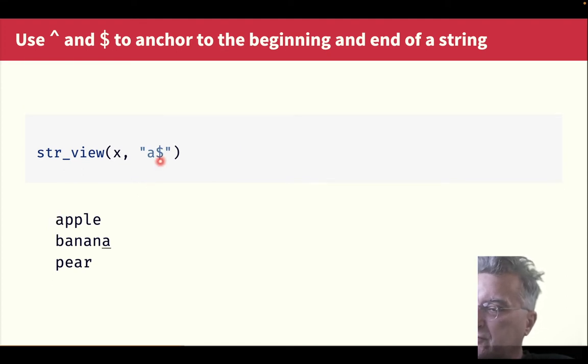The $ sign matches the end of the string. So this will only match an A at the end of a string, so it only matches this one. I could say, for example, caret A $ sign, and I would get nothing, because there's no case where the first letter is also the last letter and the string is just the single letter A.